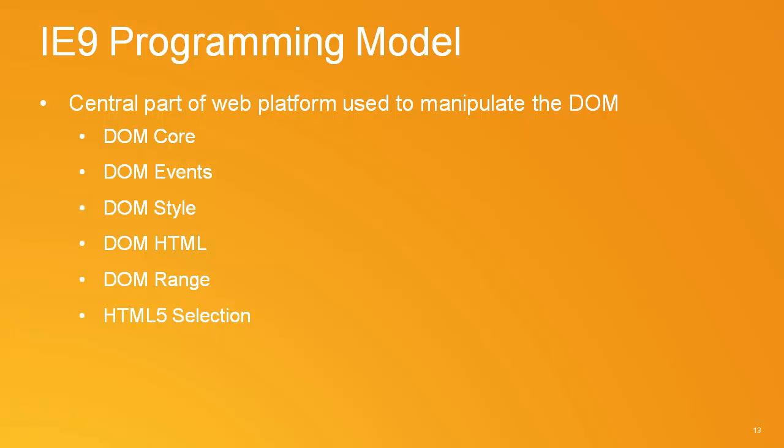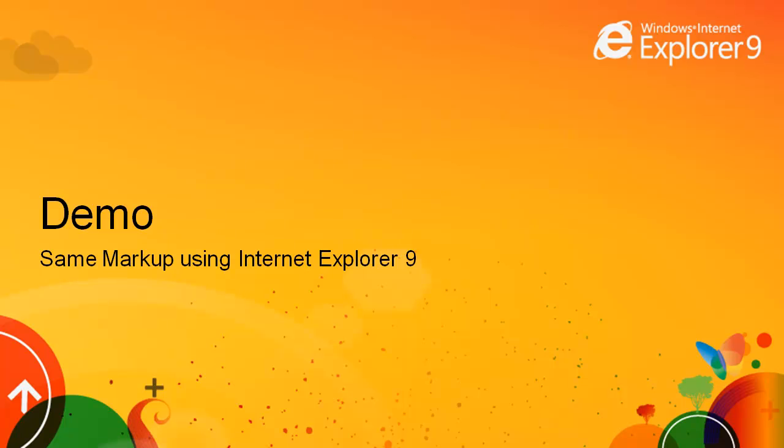Okay, so moving along, the Internet Explorer 9 programming model is the central part of the web platform used to manipulate the DOM. So here we're going to be seeing support for DOM core, the DOM events, DOM style. We have some DOM HTML, the DOM range APIs, and HTML5 selection. And these are some of the little things that are being supported.